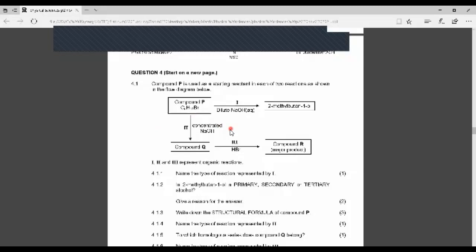So with elimination, we are not going to add. This is your dehydrohalogenation. The reason why is because if you remove bromide, that carbon is going to have to bond with something else. Okay, it's going to have to bond with something else.